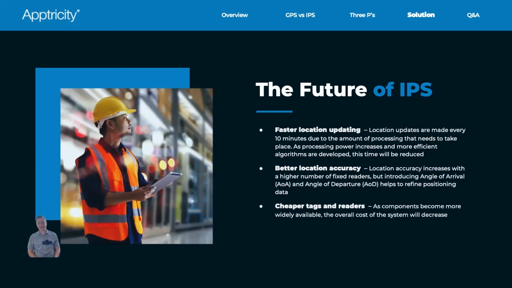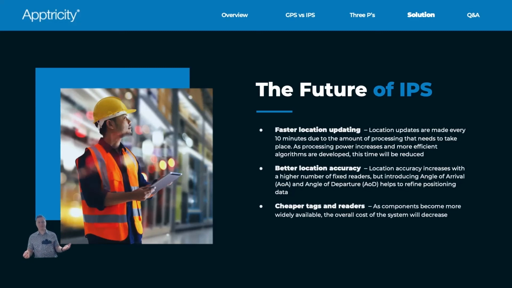We talked about better location accuracy. There's some new technology with Bluetooth 5 that includes angle of arrival and angle of departure. That information is key for location tracking. It helps refine the positioning data. And like we said, with fixed readers, if you could put more of them up, you'll get better read accuracy.